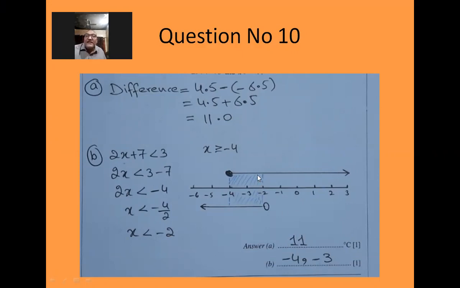Where these two arrows overlap, that is from here to here. So the integers which will satisfy both these inequalities will be -4 and -3. This -2 is not included because this circle is unshaded. So -2 is not part of the answer. So you have two integers, -4 and -3. So you can see here -4, -3 and 11.